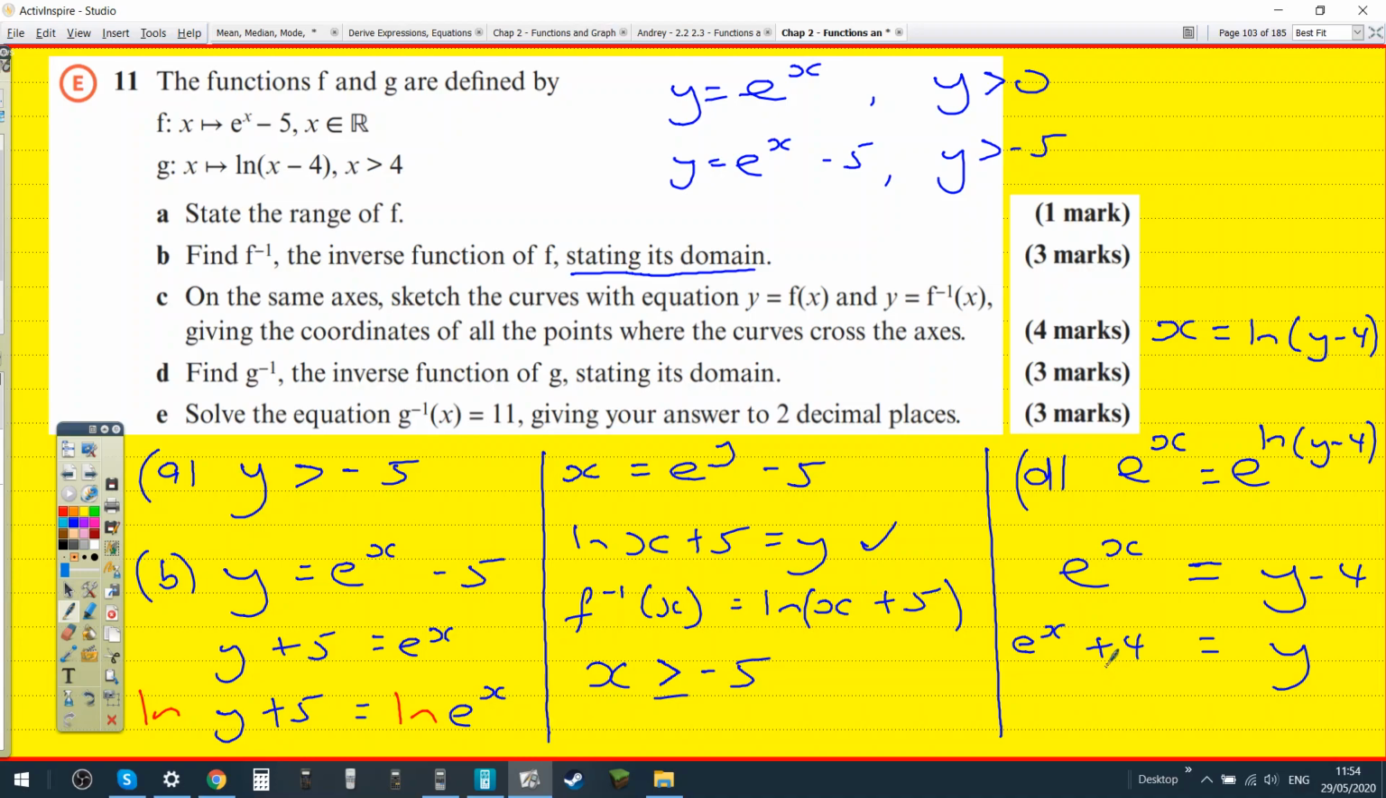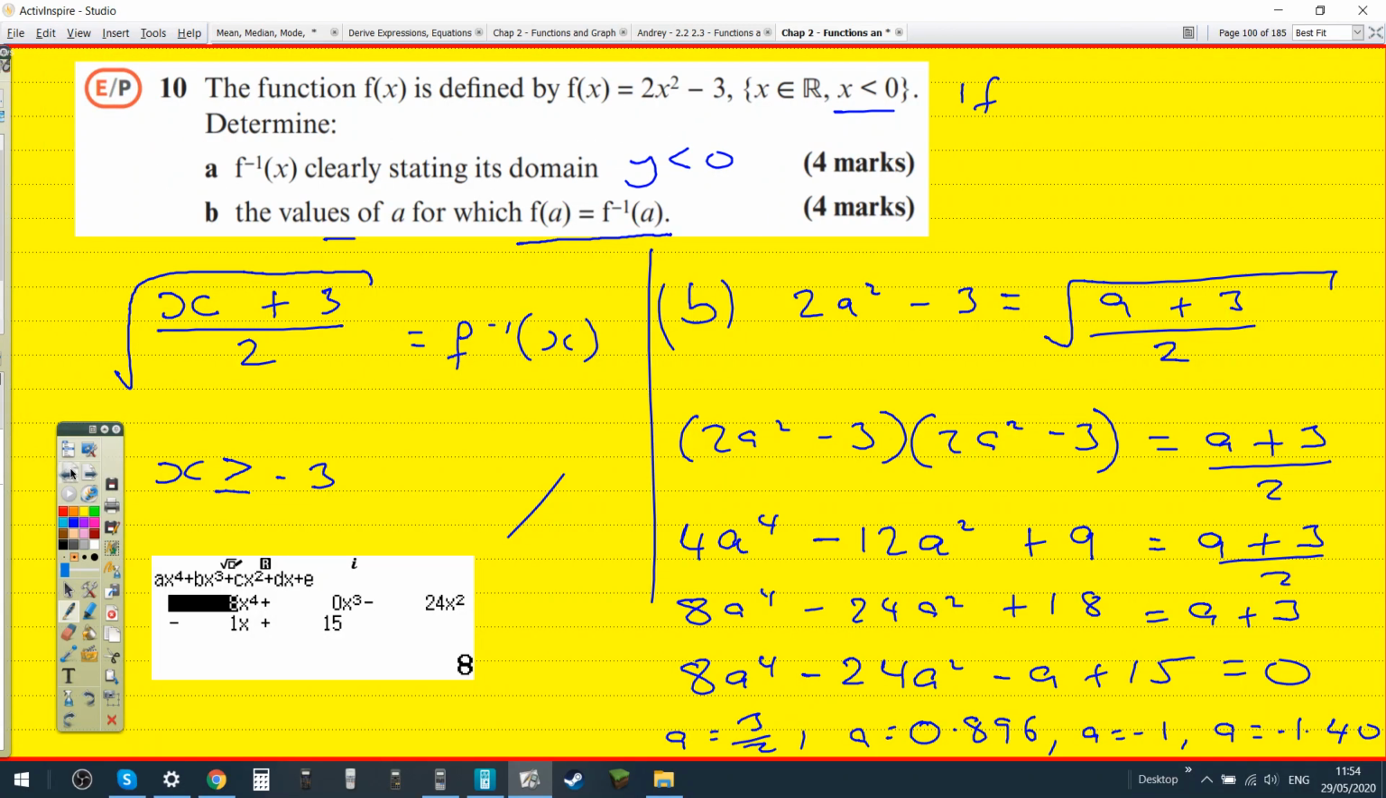Let's see. Okay, so what is the domain for this function? E to the x plus 4. That's all right. Hang on. Let me go back.